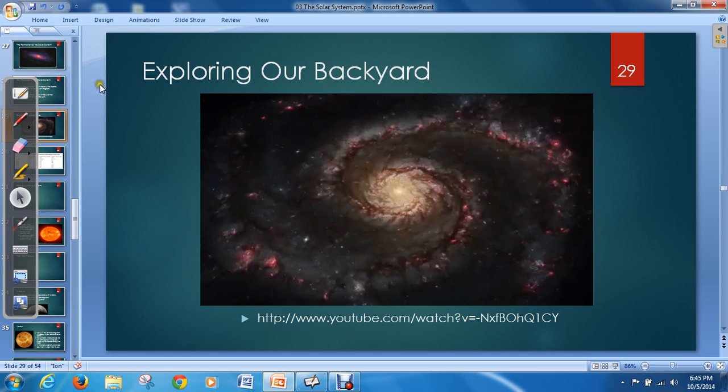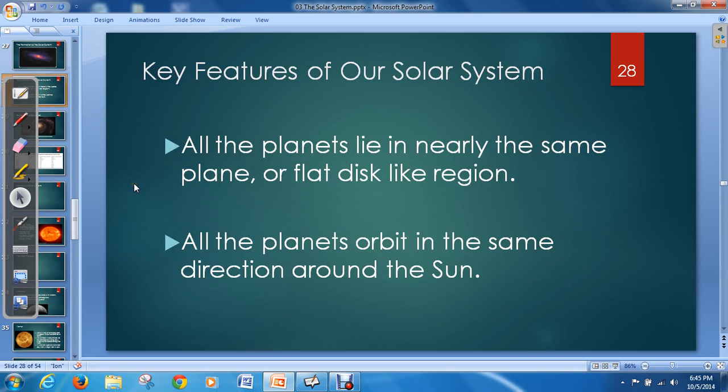And so we know the solar system is the way it is because we can look at how other solar systems form and we can look at some key features of our solar system. In particular, these two give us big clues. First of all, the planets lie in nearly the same plane or flat disk-like region. So that means that early on, the nebula had to compress at some point into some type of plane, probably near when nuclear fusion started to occur, sometime before that.